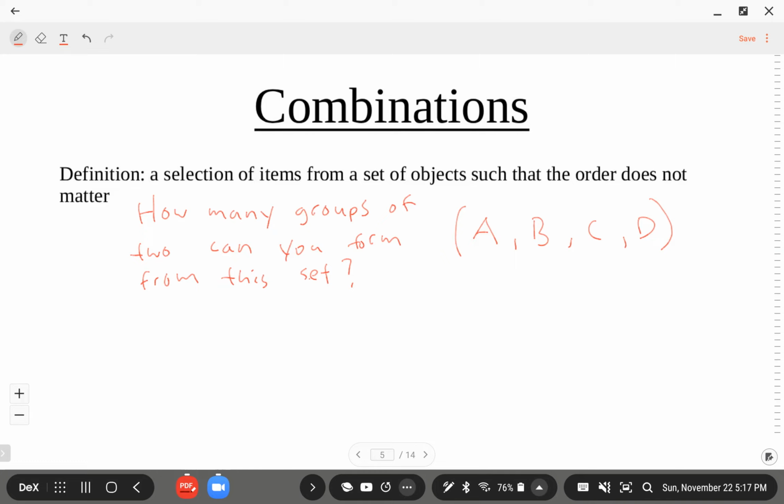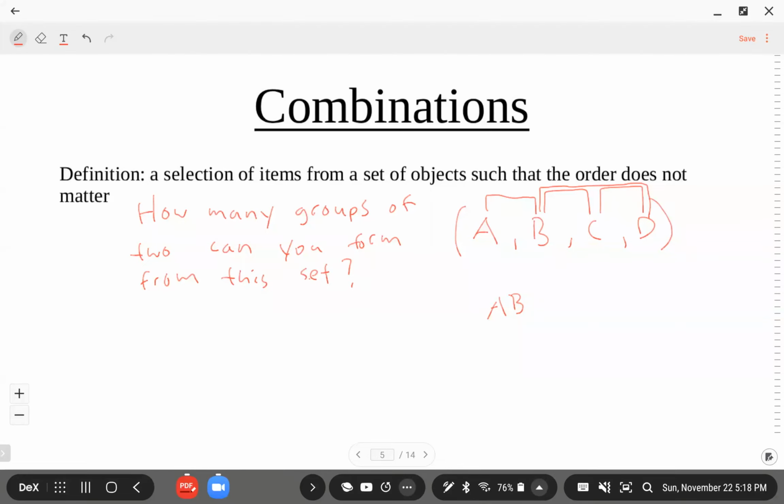Let me explain this question first before I introduce the combination formula. What you want to do is pick out groups of two. You can pick A and B, you can pick B and C, you can also pick C and D, or you can pick B and D. There are a lot of possibilities.